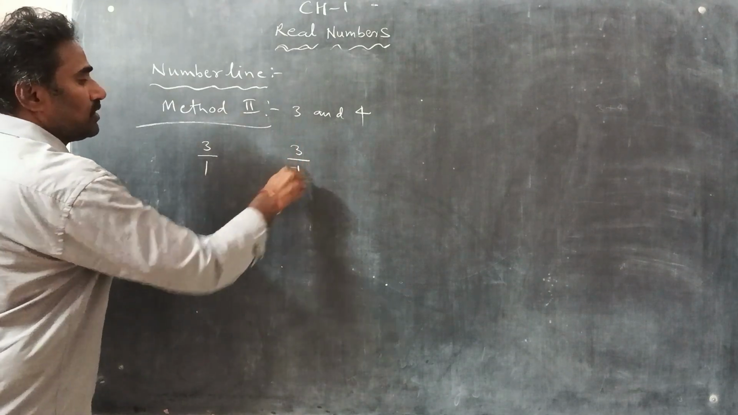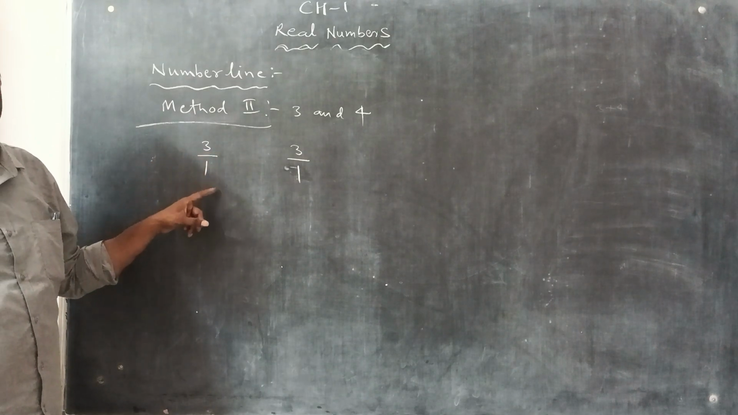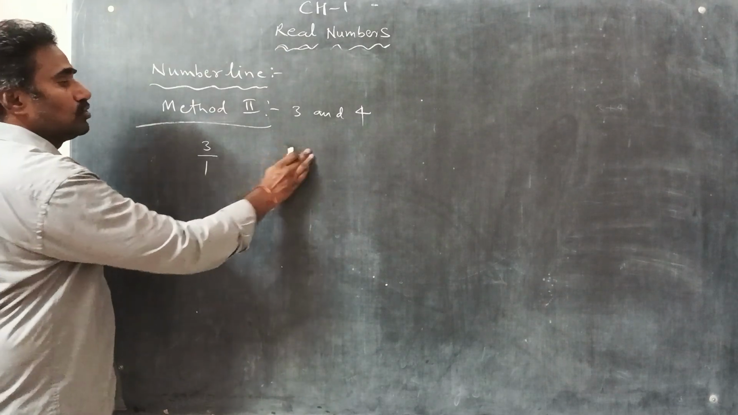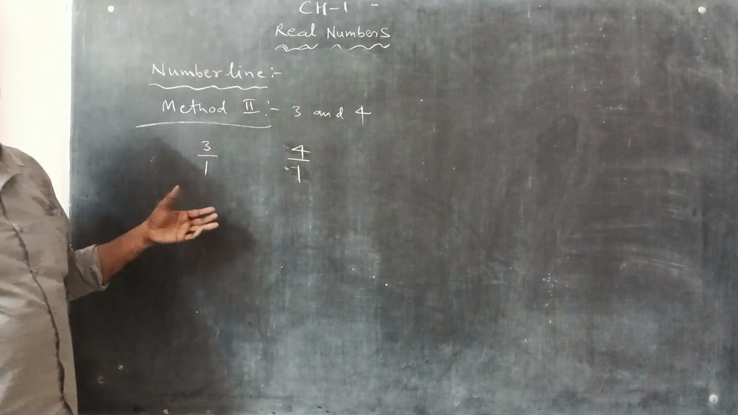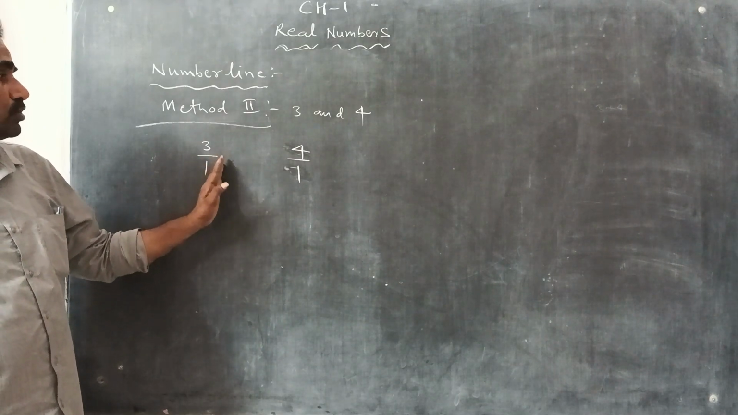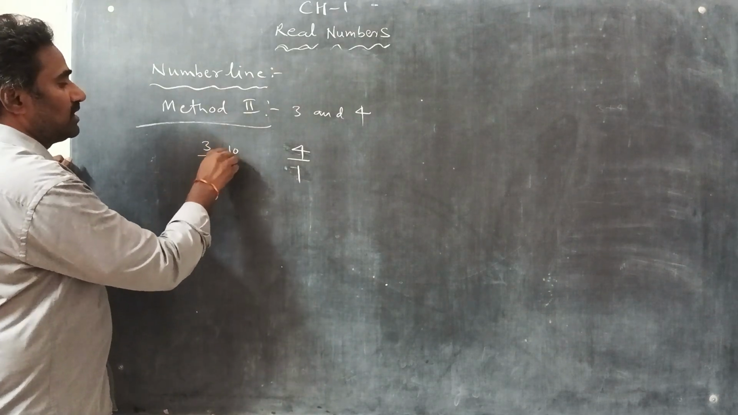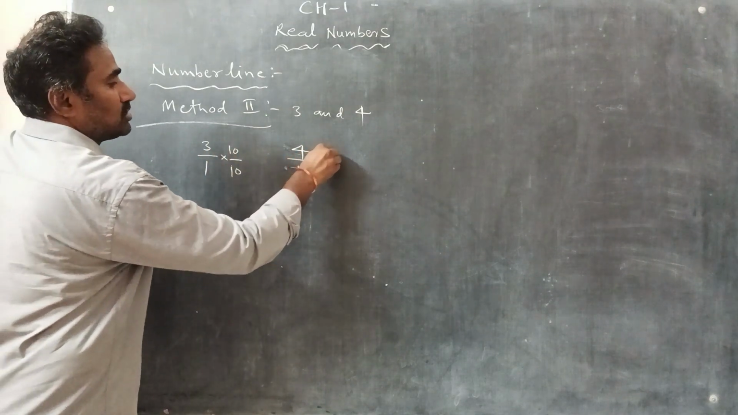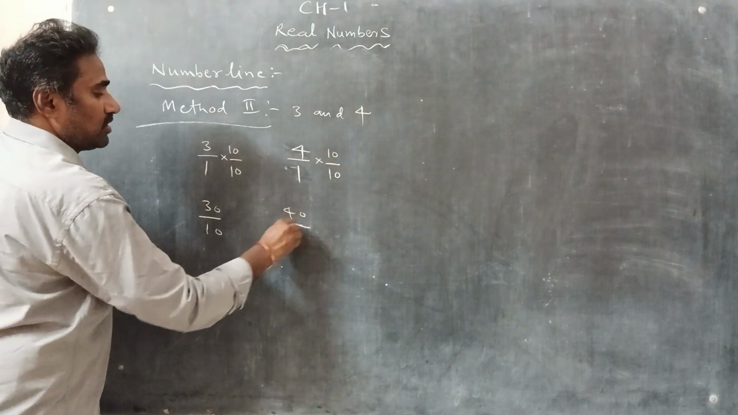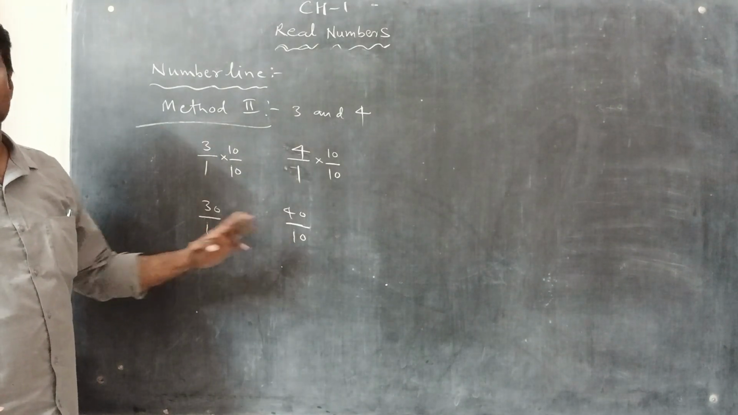Equivalent fractions mean the numerator and denominator are multiplied with the same number, so there is no change in the value of the fraction. We can write many equivalent fractions for a given number. Here I multiply with 10 and 10, both for 3 by 1 and 4 by 1. So I get 30 by 10 and 40 by 10. There is no change in the value: 30 by 10 is 3 only, and 40 by 10 is 4 only.